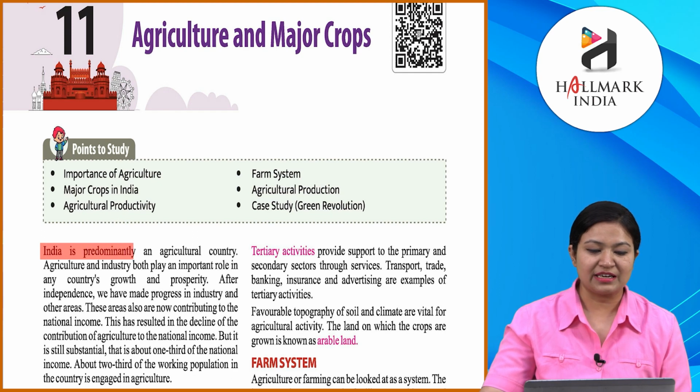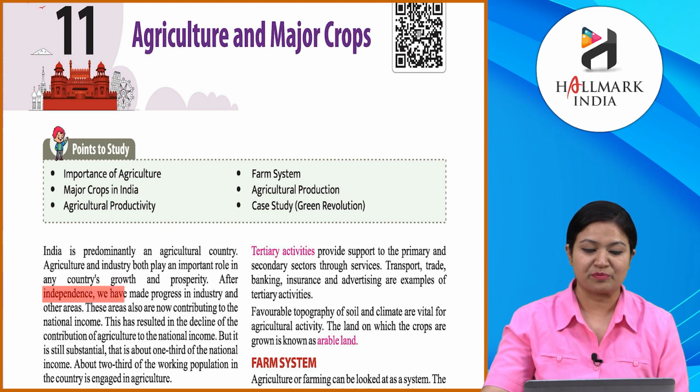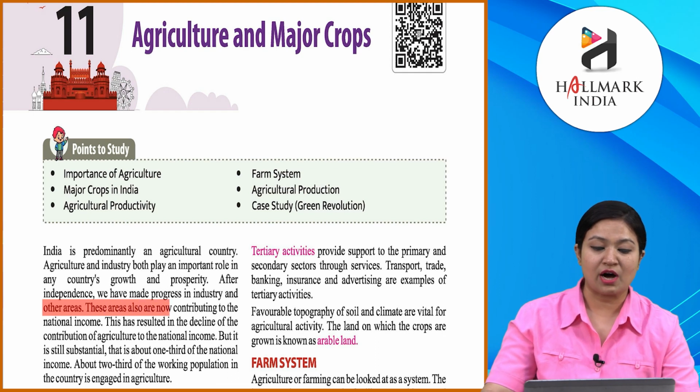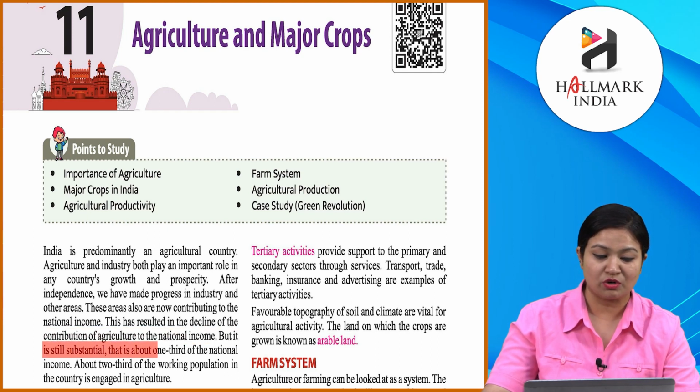India is a predominantly agricultural country. Agriculture and industry both play an important role in any country's growth and prosperity. After independence, we have made progress in industry and other areas. These areas also are now contributing to the national income. This has resulted in the decline of contribution of agriculture to the national income, but it is still substantial, that is about 1/3 of the national income. About 2/3 of the working population in the country is engaged in agriculture.